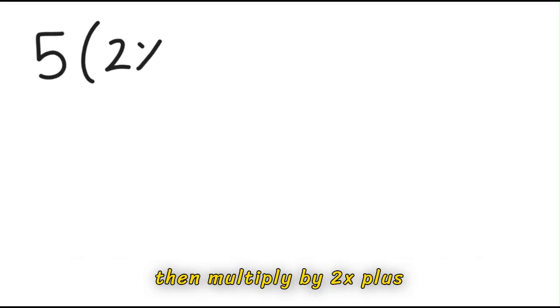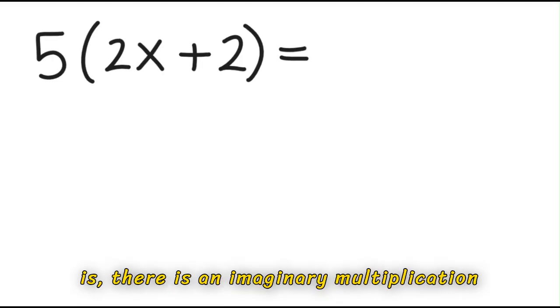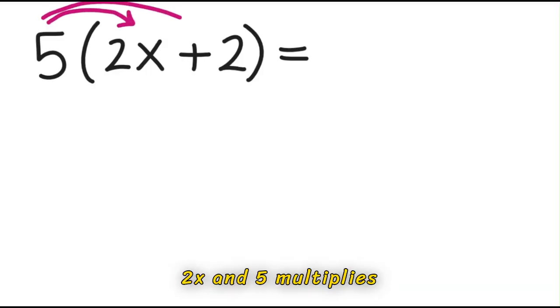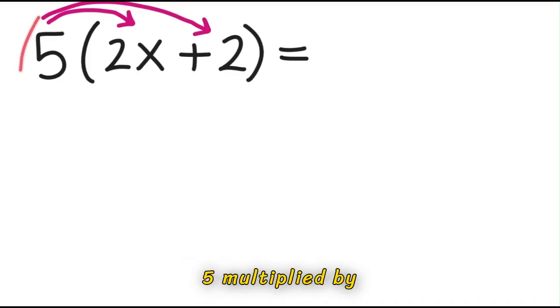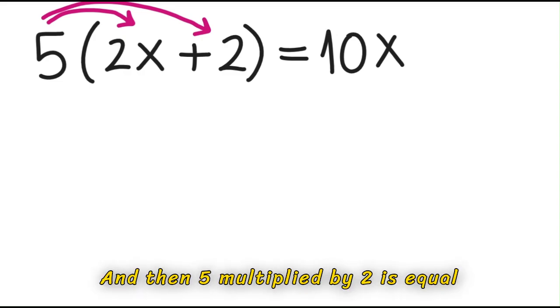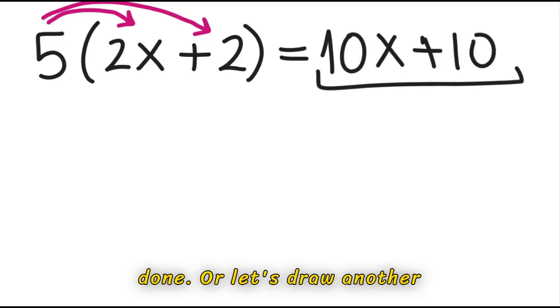That's it. We have simplified this expression. Now, there is something that we call expanding brackets. If we have, for example, 5 multiplied by 2x plus 2, the way this works is there is an imaginary multiplication sign. 5 multiplies by 2x and 5 multiplies by 2. Now, what is 5 multiplied by 2x? 5 times 2 is 10, so it's 10x. And then 5 multiplied by 2 is equal to 10. That's it, we are done.